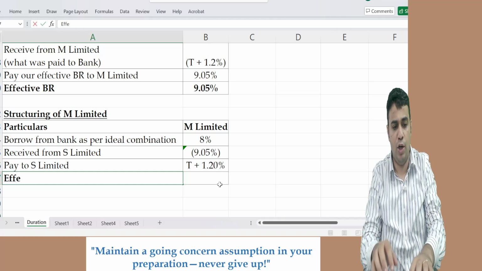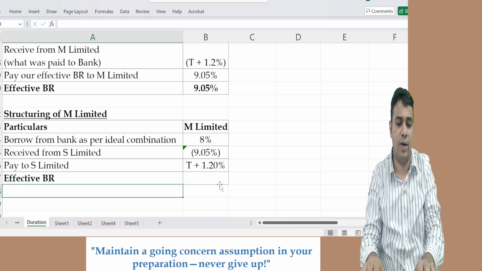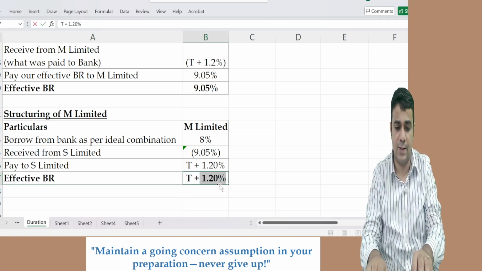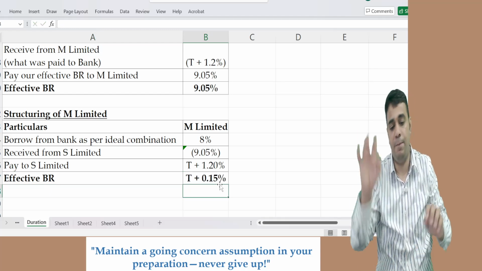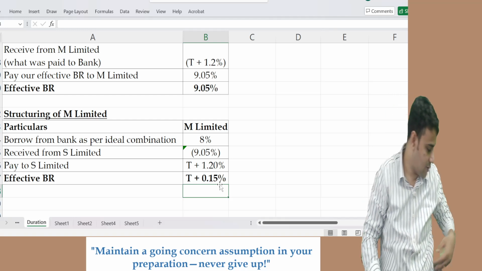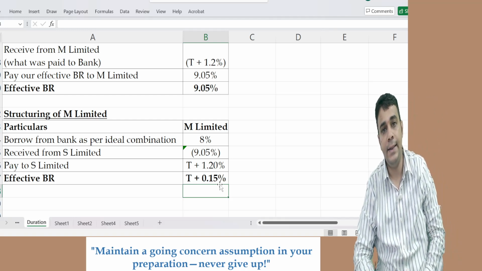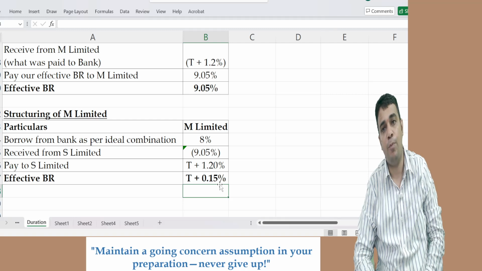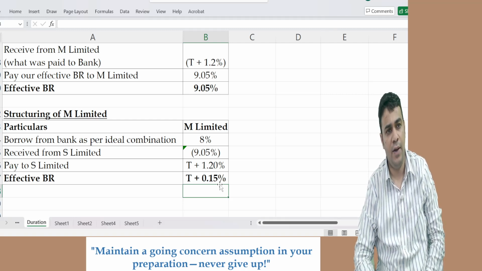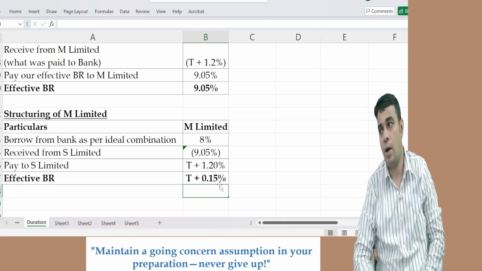If you put a total, you will get the effective borrowing rate which we have written. It will be T plus 0.15%. If you put a total of 9.05, 1.05 saving is there. From 1.2, I remove that 1.05 saving. T plus 0.15. Very simple structuring. Whatever was paid there, please copy paste here.